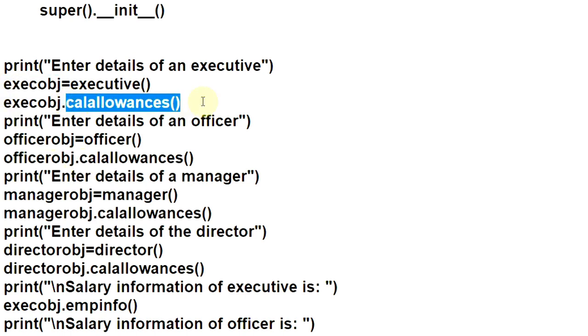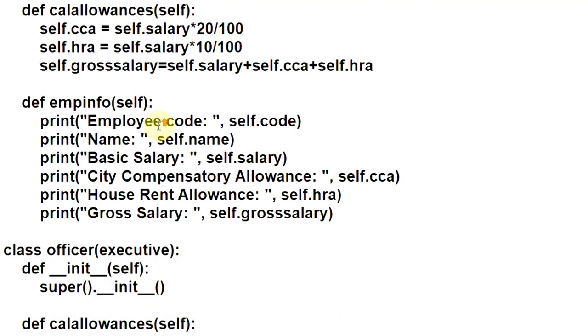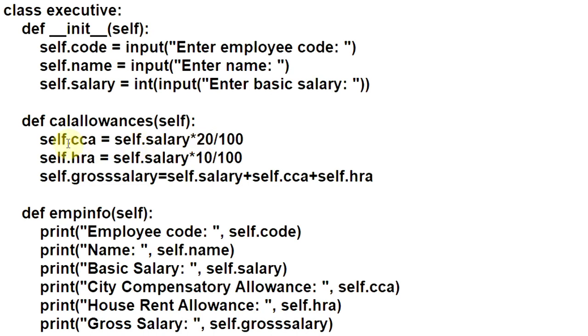Then this cal allowances function is invoked through the exec obj. So obviously the cal allowance function of the executive class will be executed. It will calculate the CCA, which is 20% of basic salary, HRA is 10% of basic salary. These are rough figures. Just for calculation purposes, we have entered any formula, okay? And it is calculating the gross salary as the sum of basic salary, CCA and HRA.